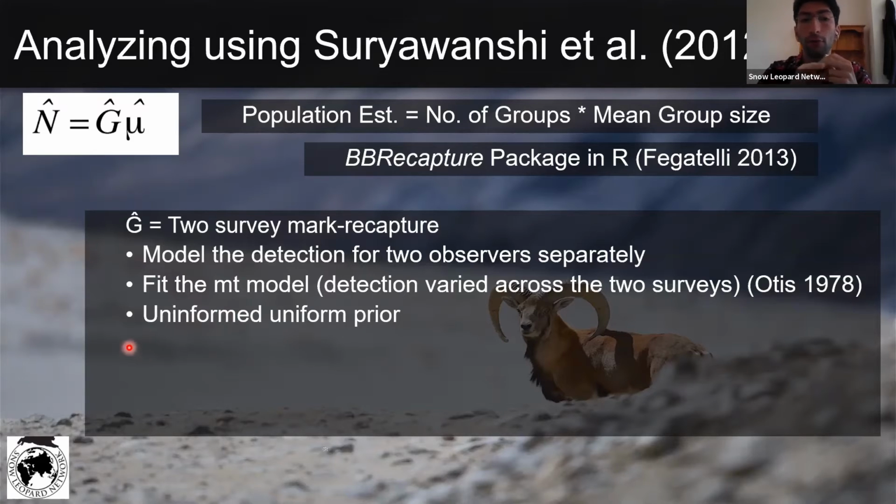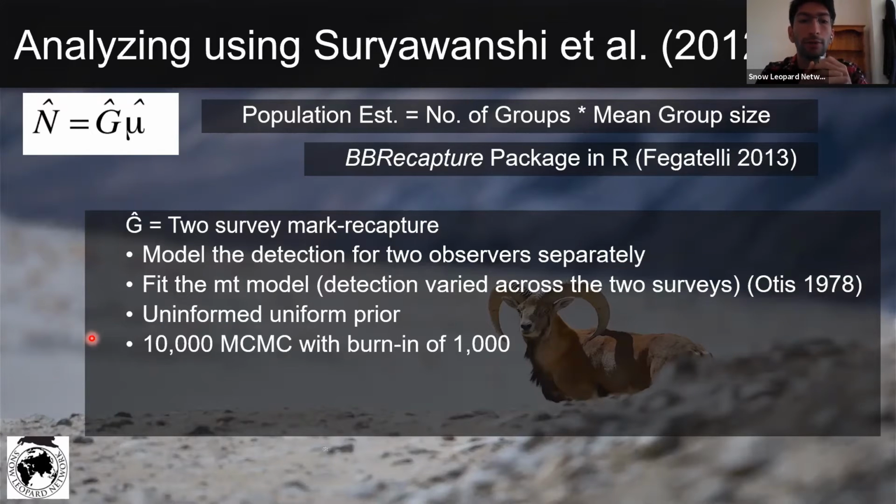We will use uninformed uniform priors. Remember I talked about how in Bayesian statistics you have a prior distribution and a likelihood distribution. The reason we use uninformed uniform priors is because I'm assuming we're doing this survey for the first time, so the group sizes that we get will be for the first time in that area. If you were doing long-term studies, you could have informed priors, because you would know if the group sizes are similar across time.